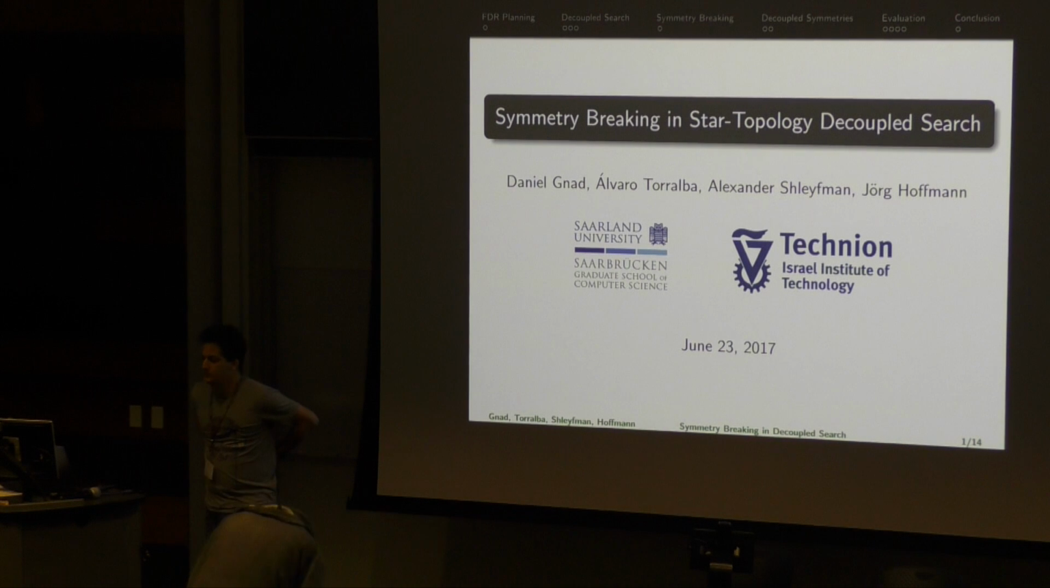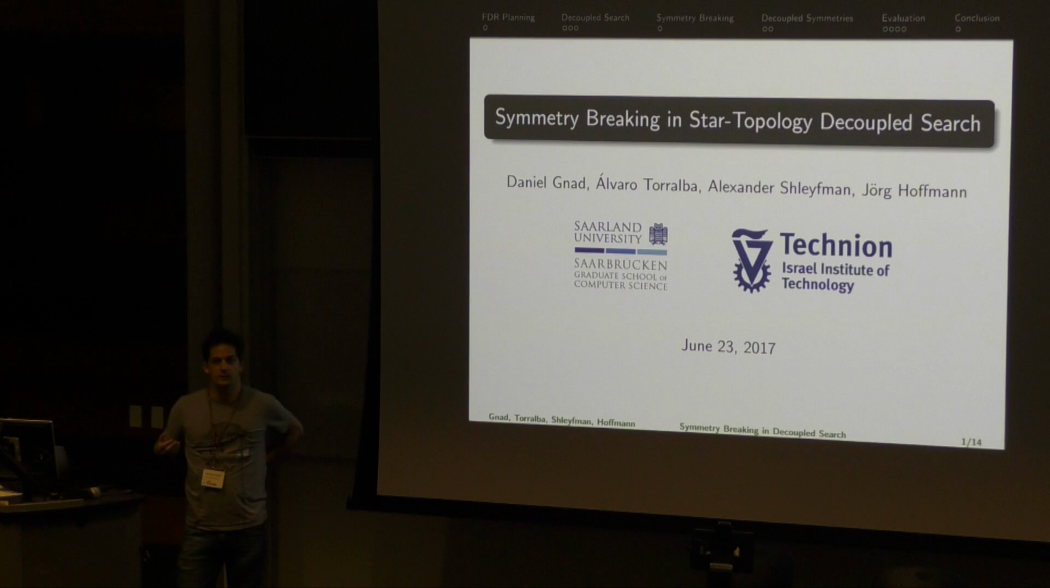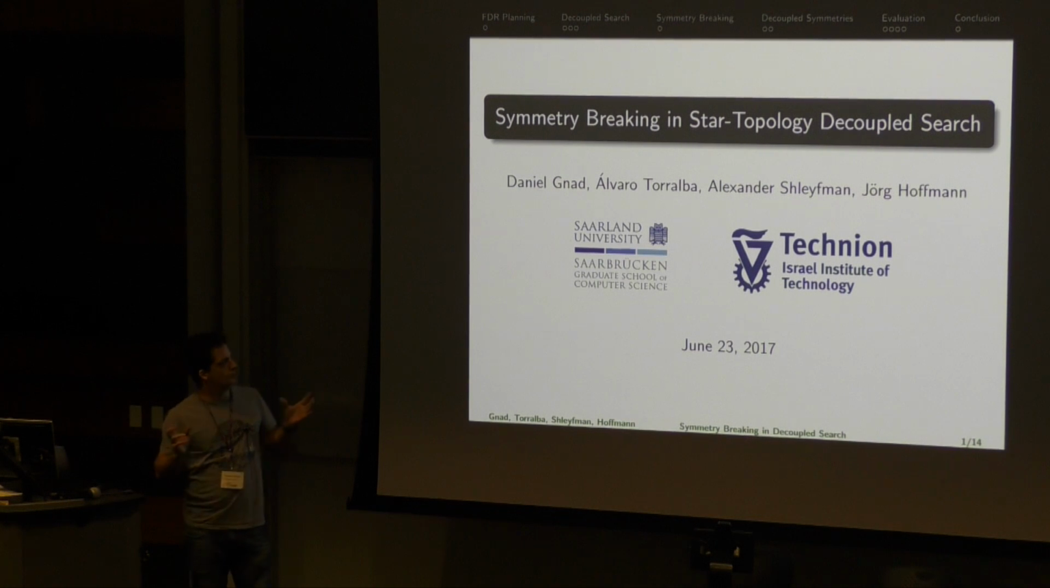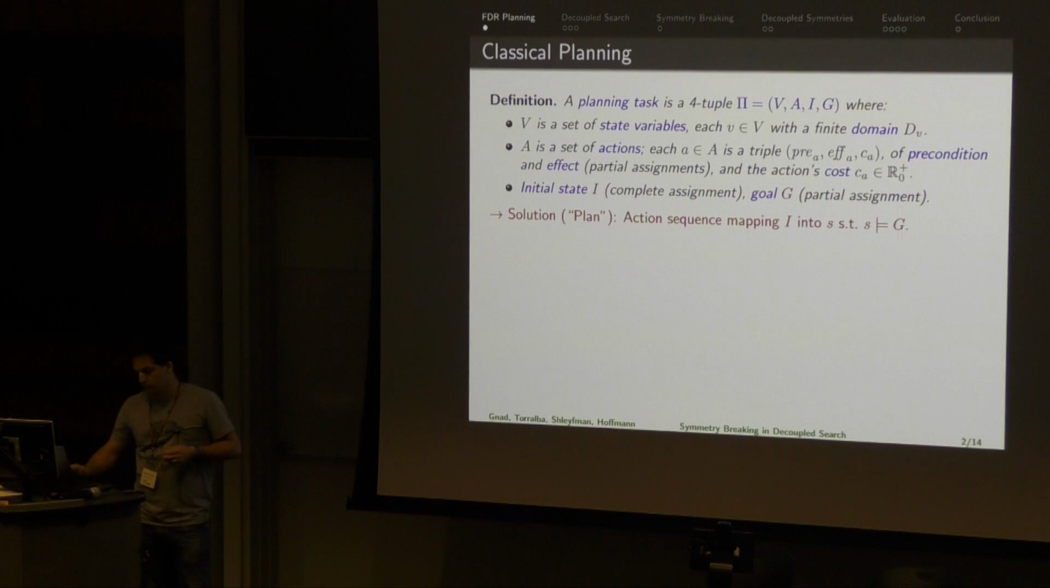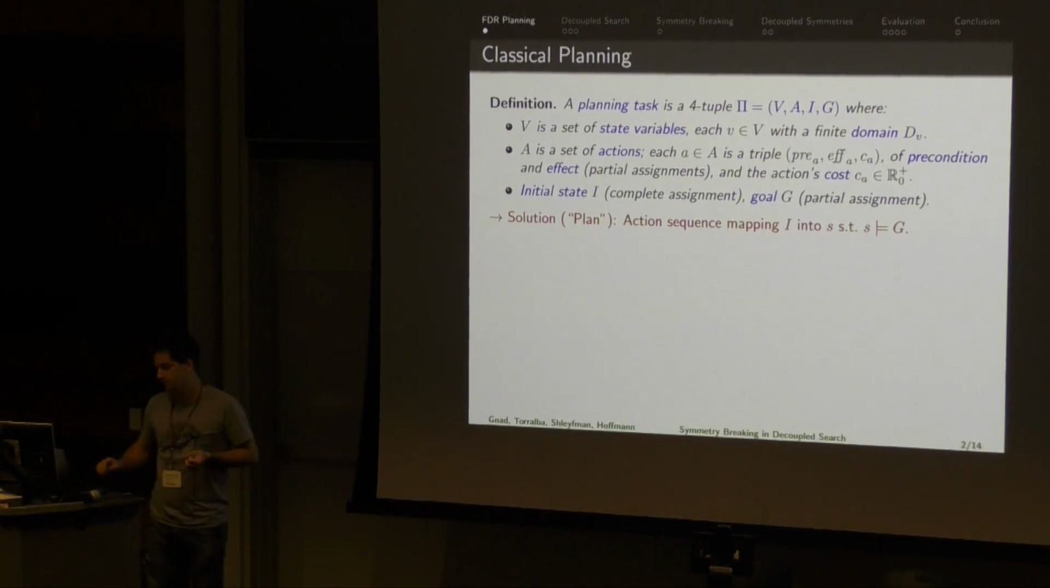Thank you. This is joint work with Alvaro, Alex, and Joerg. What we did is we combined two methods that have independently been developed to reduce the size of your search space, and we were able to combine them and really get some nice results out of that. All this is in the context of classical planning with multi-valued variables, so FDR or SAS+.